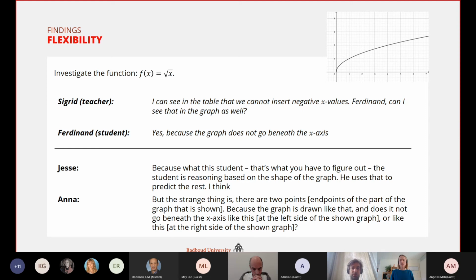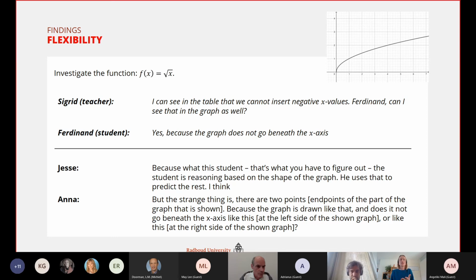And later Jesse says they start reasoning dynamically, like the student maybe thinks that this graph arrives here in the origin, and then it should continue like this smoothly, like it has been rotated. So the point here is that they move beyond the first initial interpretation that the student meant something else, and they start reasoning about what could be behind this statement.